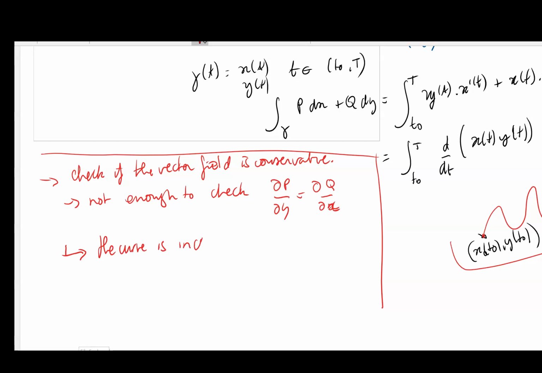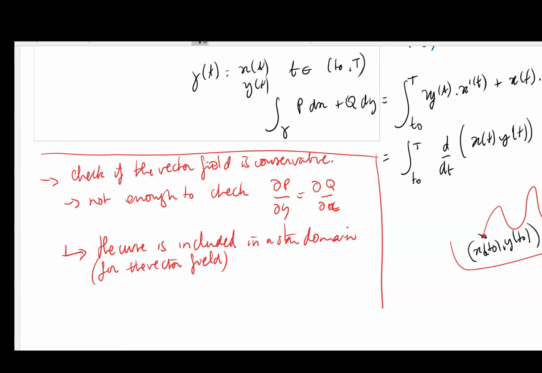is included in a star domain for the vector field. Of course, a curve in itself, you can always include it in R2, and R2 is a star domain, but you have to relate that to the corresponding vector field.